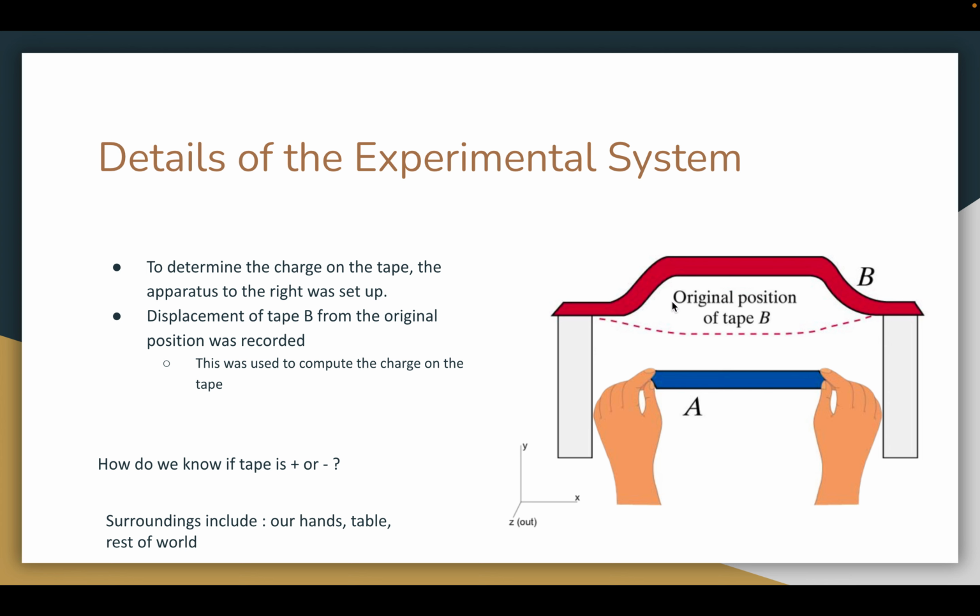In order to determine the charge on the tape, we set up the apparatus shown to the right. Both tape A and B were charged, and we held charged tape A under charged tape B until repulsion was observed. The displacement of tape B from its original position was thus recorded, and then this was used to compute the charge on the tape. The surroundings of our system include our hands, the table, and really everything else other than the two pieces of tape.